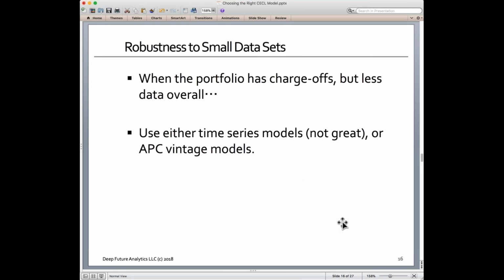Okay. So what that means is that if you want robustness to small data sets where the portfolio has charge-offs but less data overall, then you're going to have to use something like a time series model. So even though I said they're not great models, you may have a small portfolio where it has some charge-offs but just not enough to get any richness in the modeling. So in that case, time series models work, or vintage models are pretty robust to thin data sets as well.